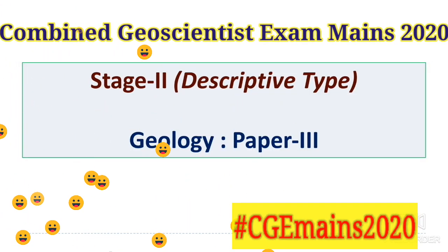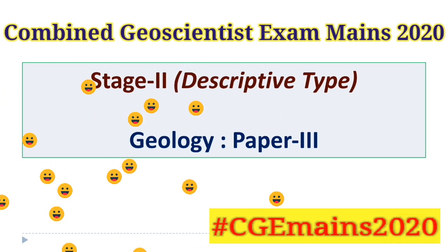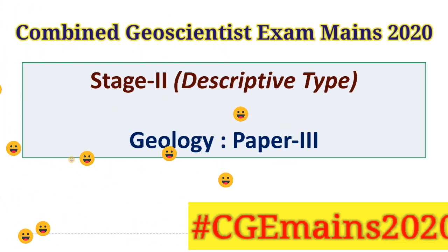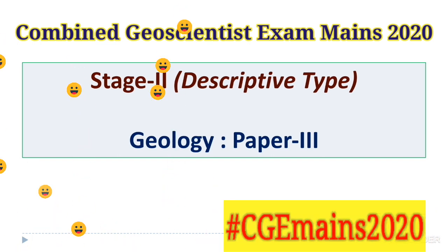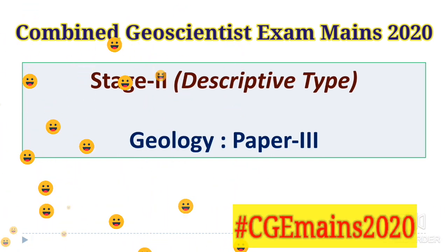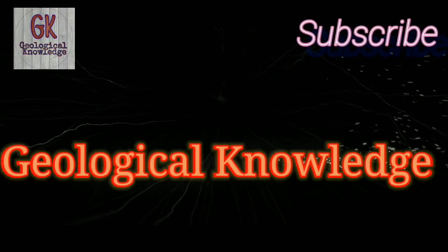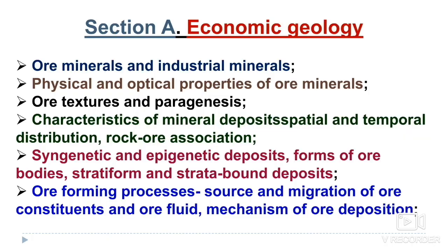So as you know, in the previous video we discussed the detailed syllabus and the important topics related to the combined geoscientist main examination, and in that sequence today we will discuss the remaining two papers, that is geology paper 2 and geology paper 3 and the hydrogeology paper. So let's discuss it.